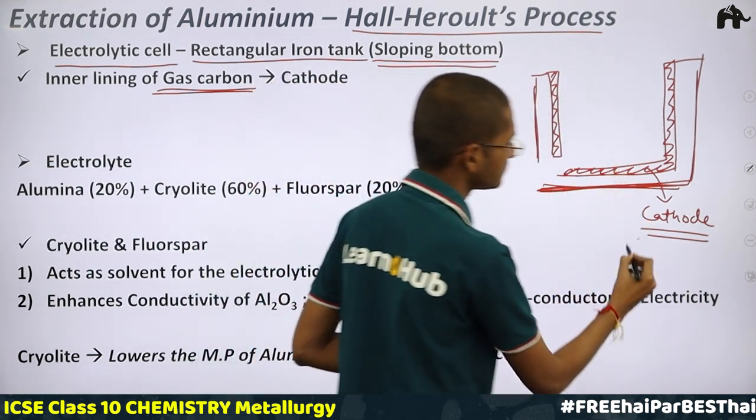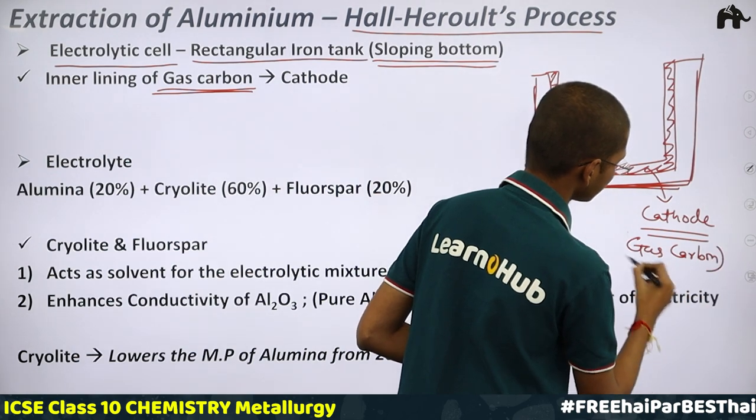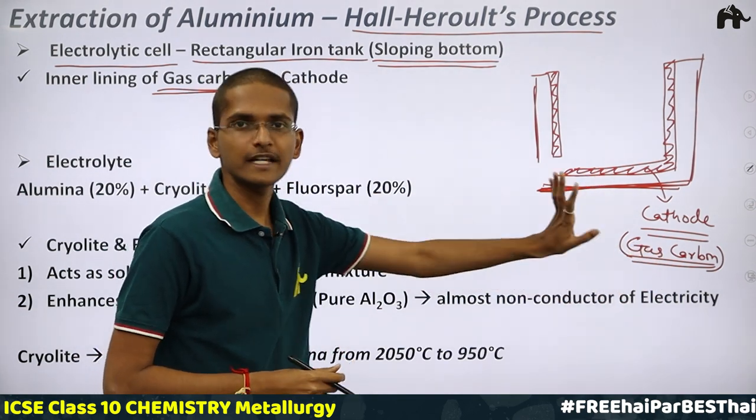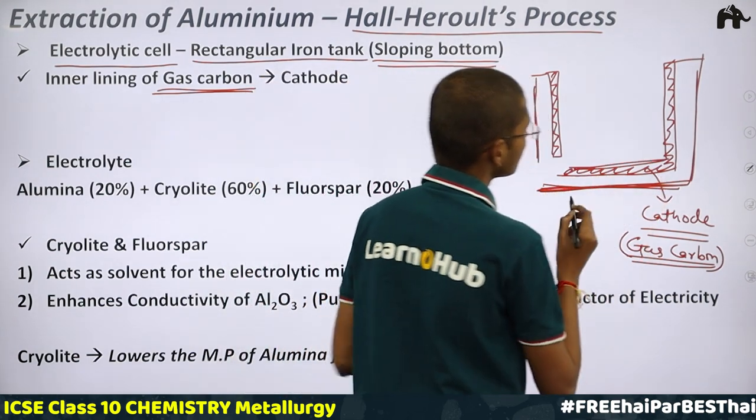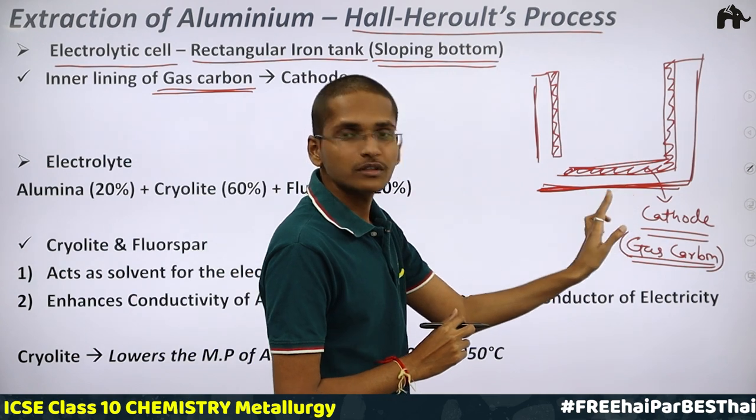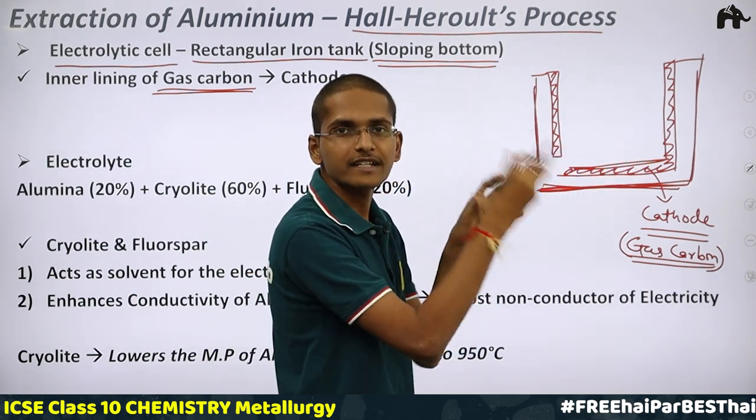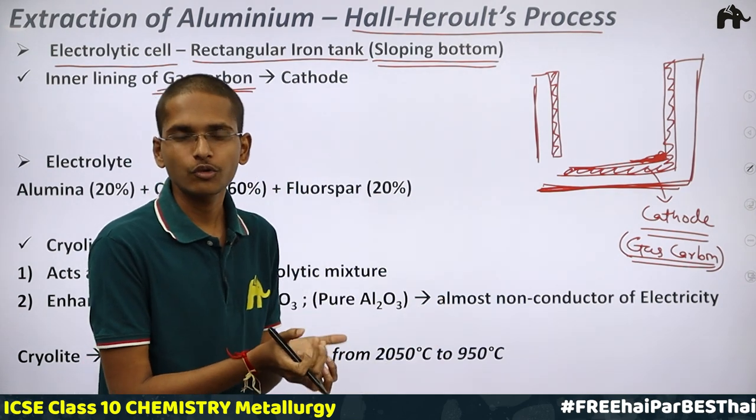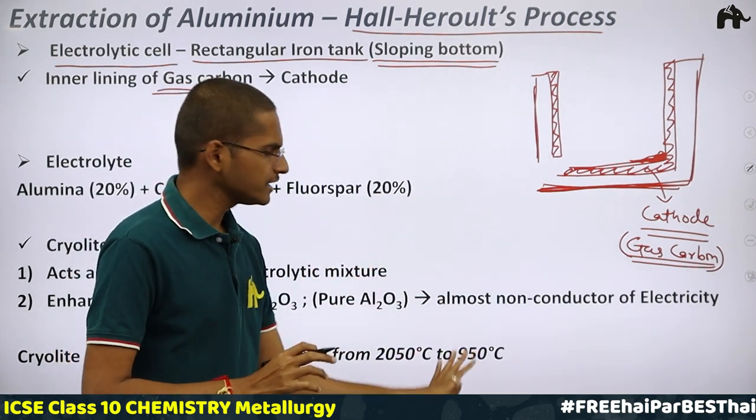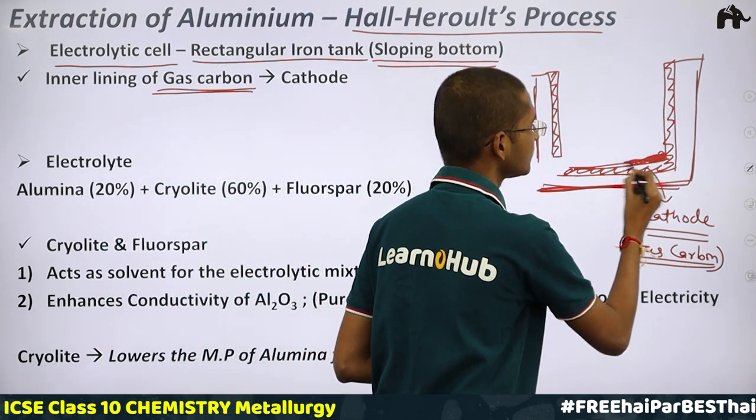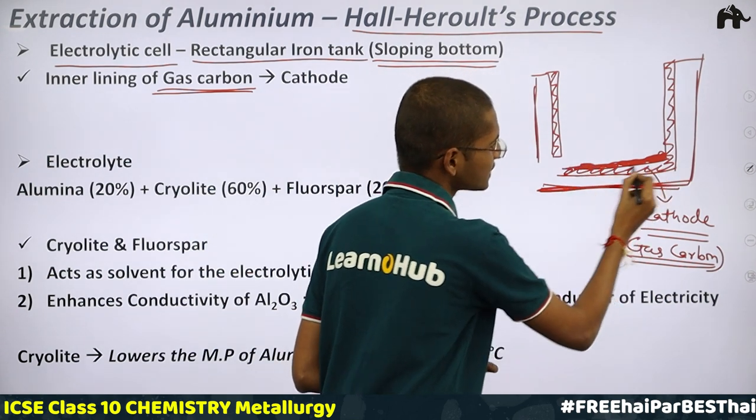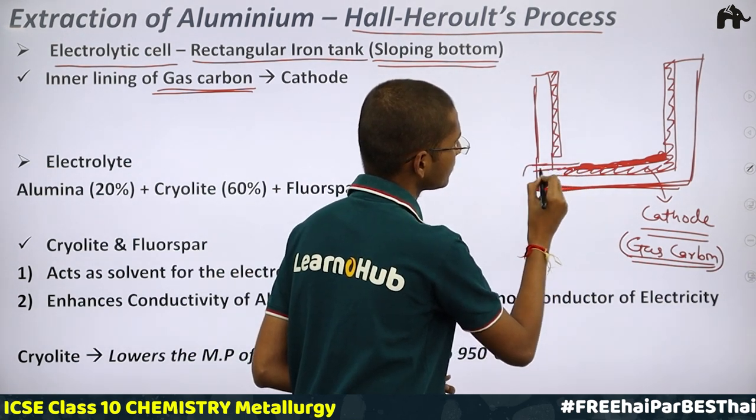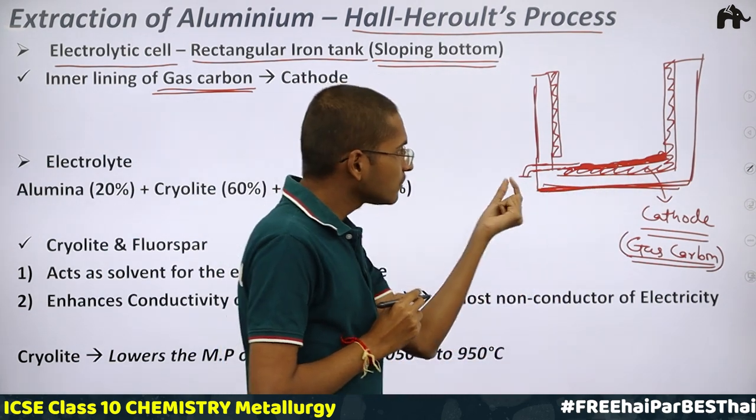Our gas carbon is just like graphite, so that's why it is also a good conductor of electricity. That's why we can use it as cathode. Now why the sloping bottom? Because we know aluminium ions would migrate to the cathode and get discharged there, accept the electrons and form aluminium atoms. And these aluminium atoms, at 950 degrees Celsius, are in molten state. They don't get vaporized thanks to the temperature. So it would be easy for this molten aluminium to just slide over and come out of this electrolytic cell. So that's why we are making the bottom sloping.